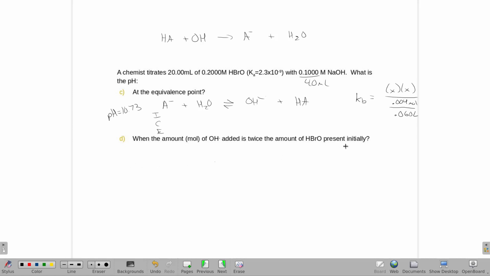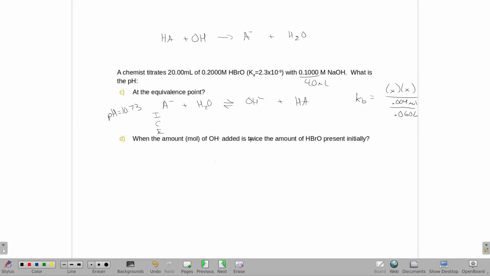Now, this next one's just kind of a weird one. It's how we calculate if there's extra OH. So rather than do this twice as the amount of HBrO initially, actually I can do that. Twice the amount of HBrO initially. Yeah, so it'd be 80 milliliters. Let's just do that. Let's do if it's 80 milliliters.